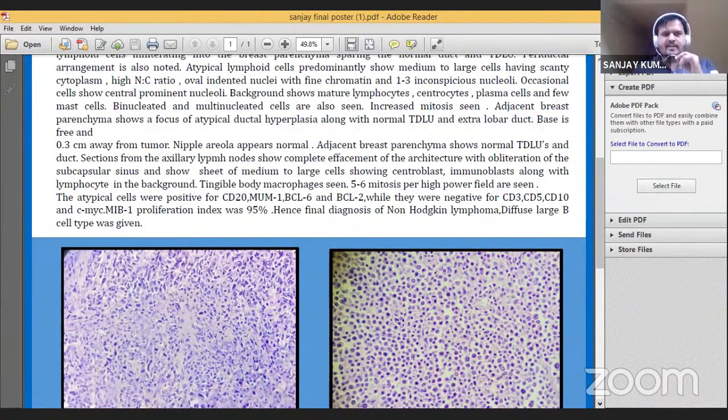Sections from the axillary lymph node show complete effacement of the architecture with obliteration of the subcapsular sinus, and it shows sheets of medium to large cells showing centroblasts, immunoblasts along with lymphocytes.